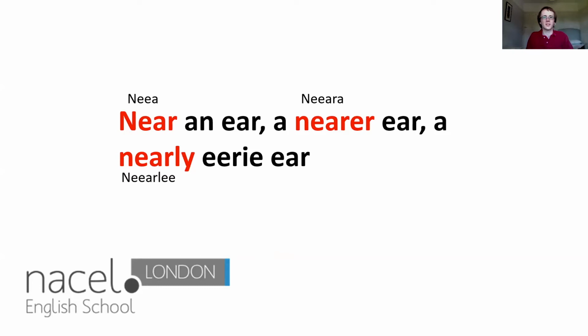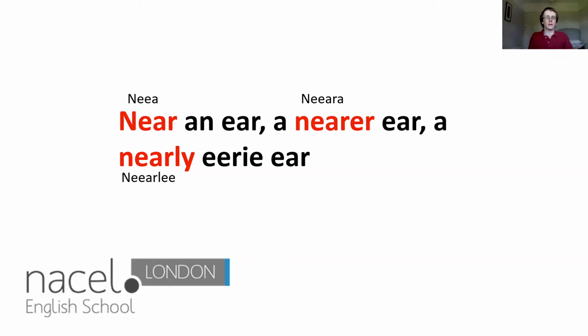Then you'll notice the second red word on your screen is the comparative form of near. Nearer, nearer. Notice how the stress is on the first syllable, okay? Nearer, nearer. So you've got the word near, and then you've got the r sound at the end. Nearer. Stress on the first syllable, okay?